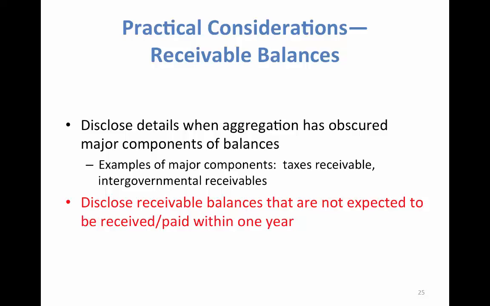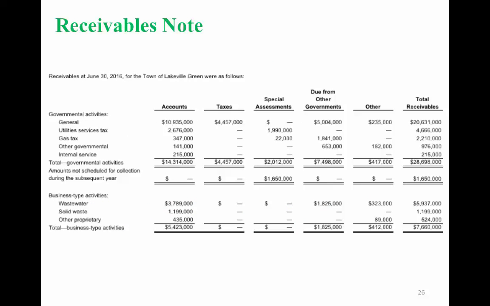Fortunately, governments are required to disclose if there are portions of their receivable balances that are not expected to be received within 1 year. So this is what a typical receivables note might look like, that takes what is probably a single line for receivables and breaks it out by a variety of different types of receivables. And the way this is presented, they show the amount that is not going to be collected within the next year on a separate line.